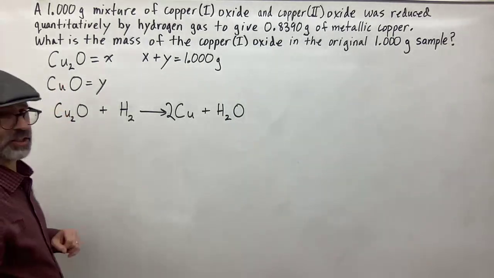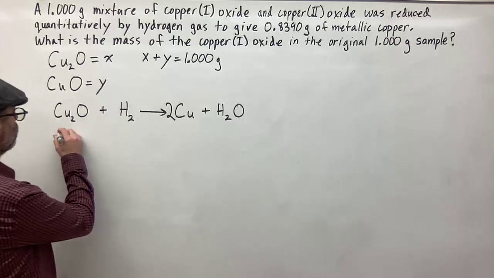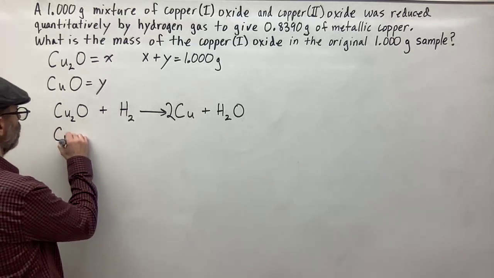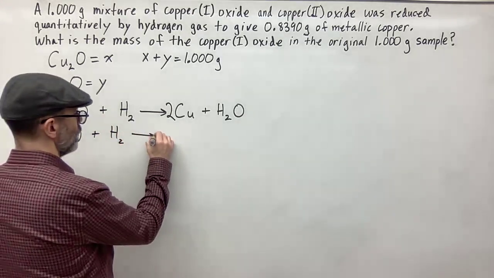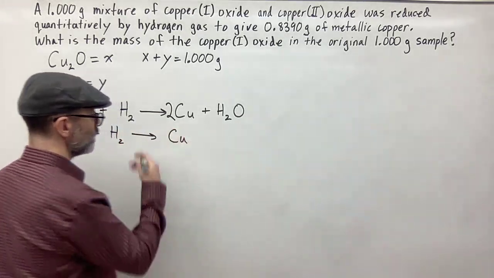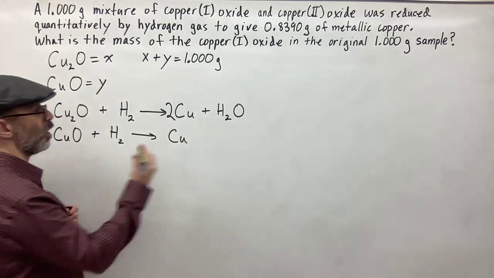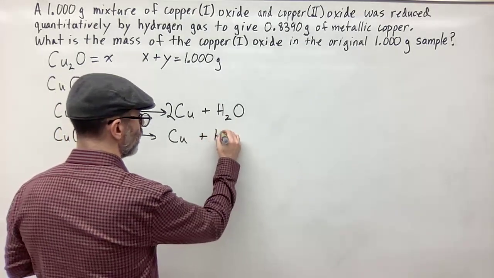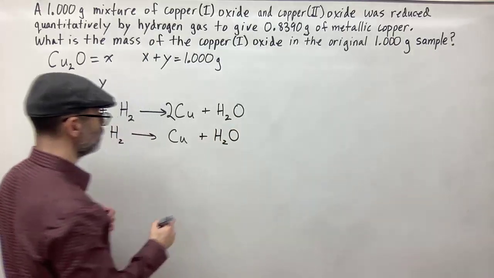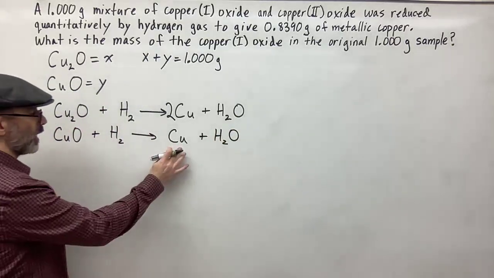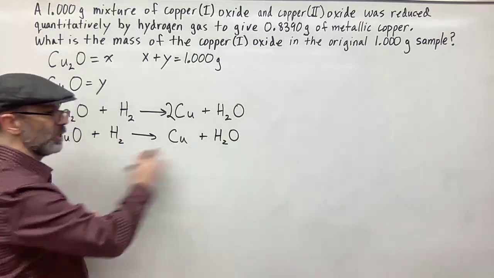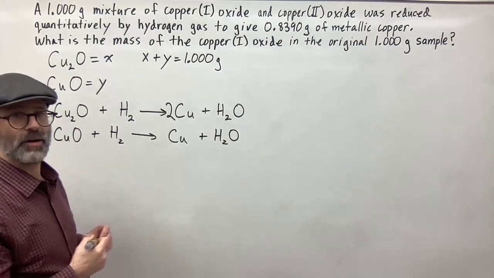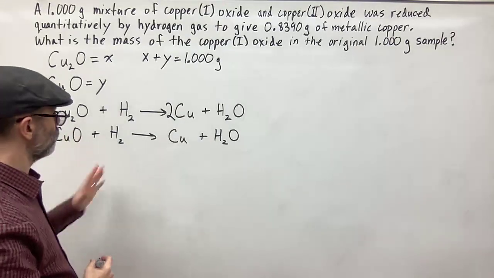Well, what about the reaction with copper 2 oxide? We could do the same thing. So copper 2 oxide plus H2 gas gives us, again, copper metal, and it's going to give us water again, H2O. So we have one copper, one oxygen, two hydrogen, two hydrogen. So it's already balanced. So we have our two balanced equations. Now we can use these to do stoichiometry.